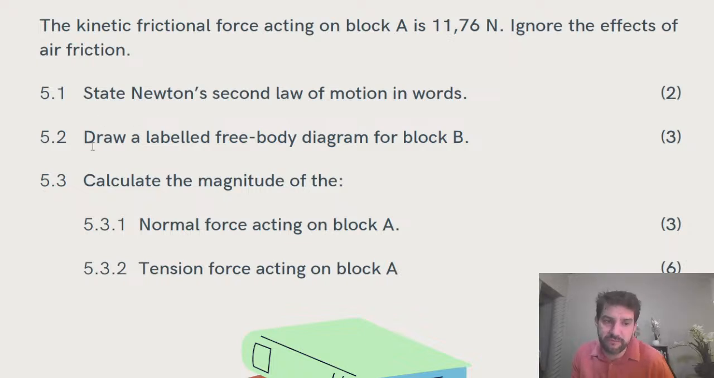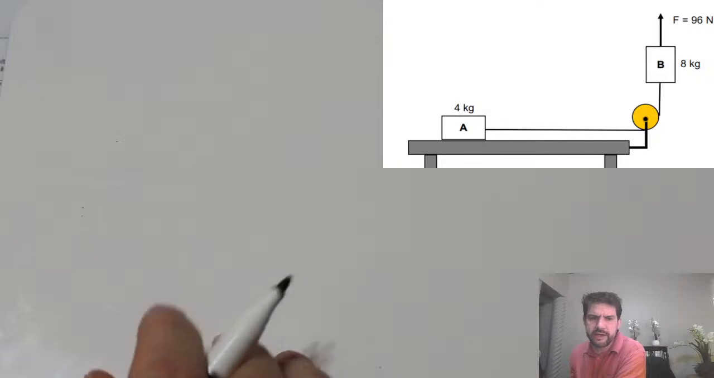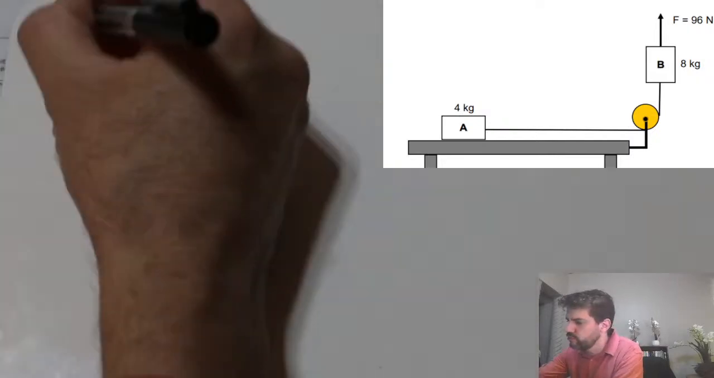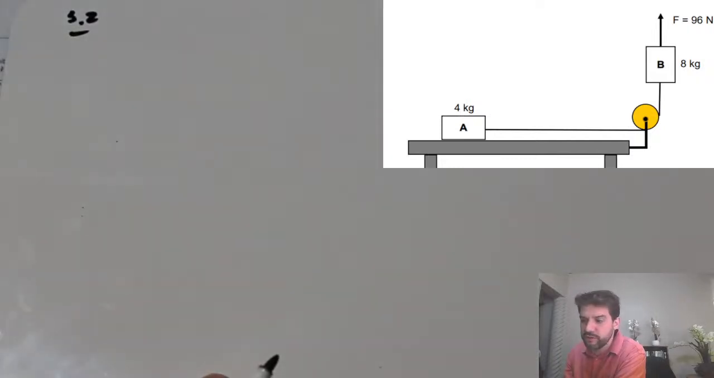The question says 5.2, draw a labelled free body diagram for block B. So we have to draw a free body diagram for block B. Okay, so let's do that here, and let's put the picture so you can see and have an idea of what is going on here. We're going to use the same free body diagram to solve the upcoming question. That one was question 5.2, and we are going to solve the free body diagram for A.